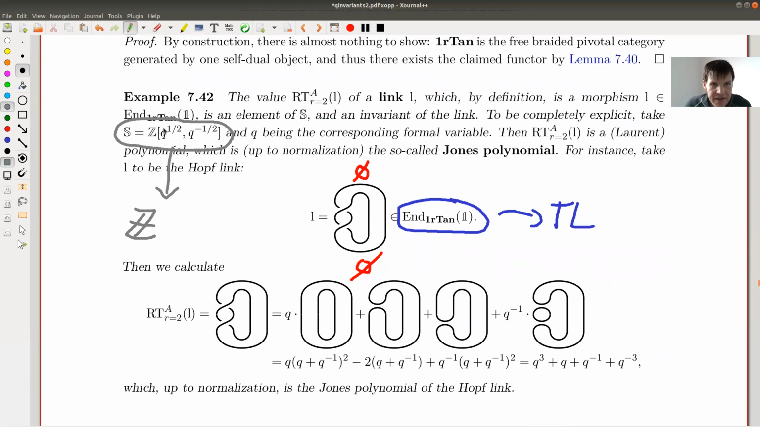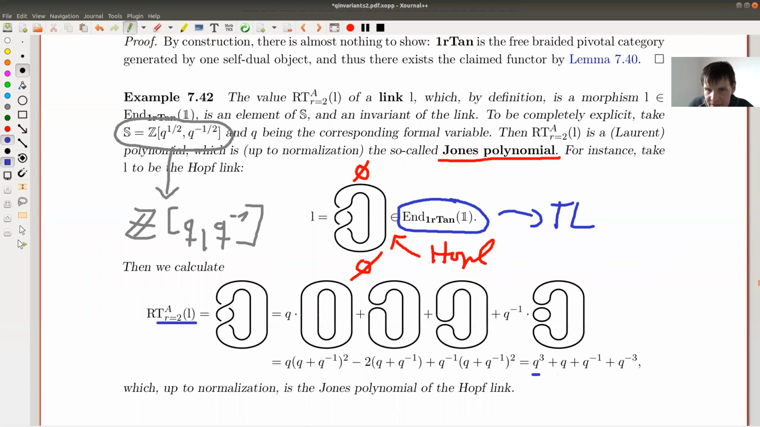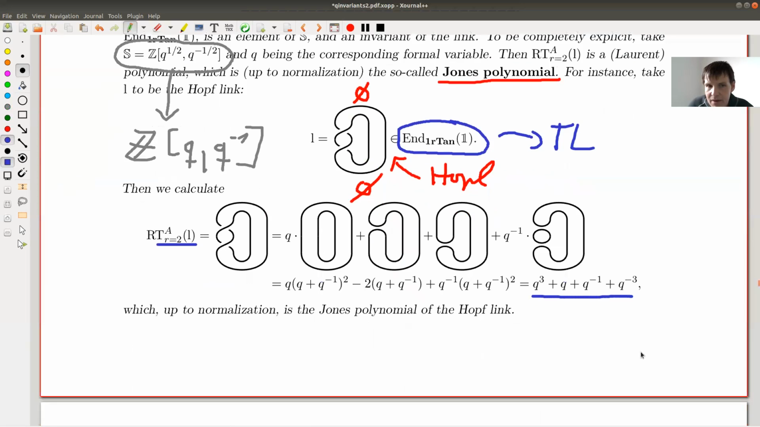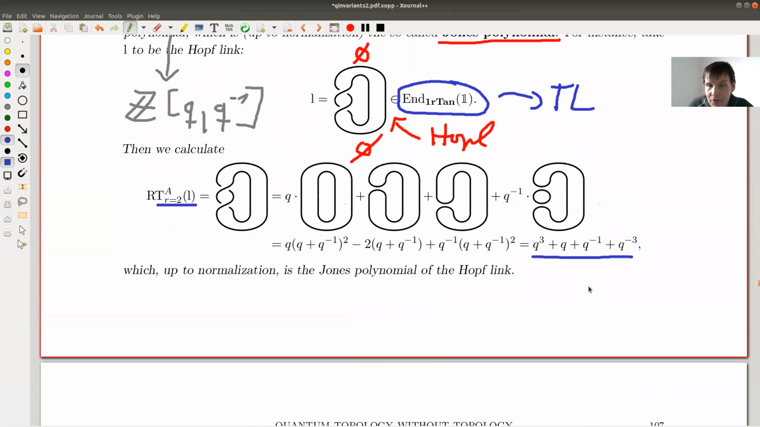So up to taking square roots, it's a polynomial in Q and Q inverse. That's what it is, and this polynomial is a Jones polynomial. By construction, it's a quantum invariant. It's an invariant of the link. So for each link, you can write down a polynomial. Here I did it for this Hopf link. So I just write it down, blah, blah, blah. You do the calculation, and you end up with an invariant of the Hopf link.